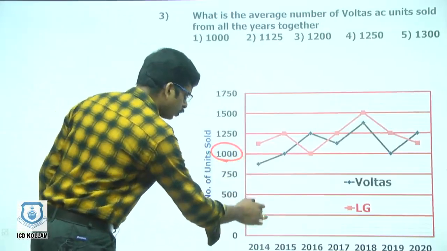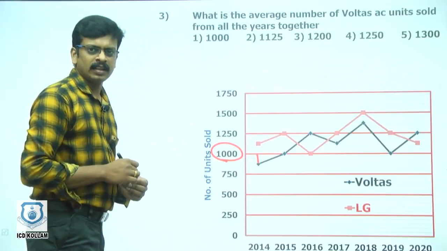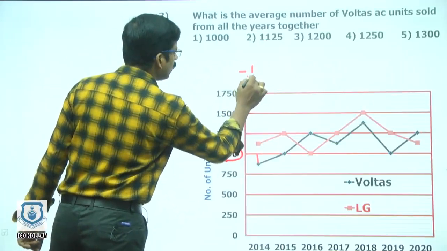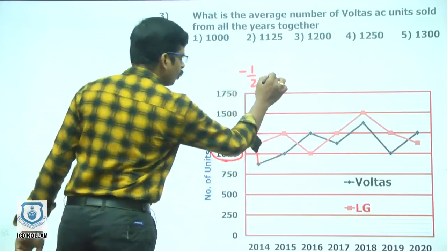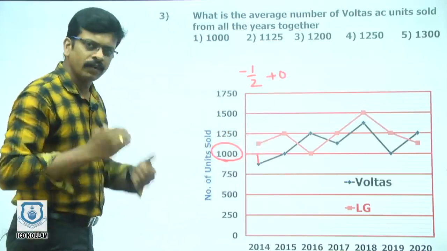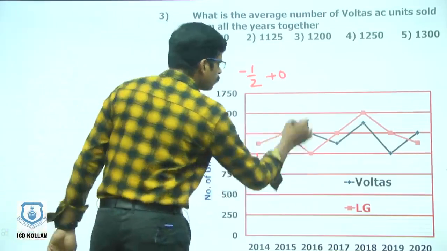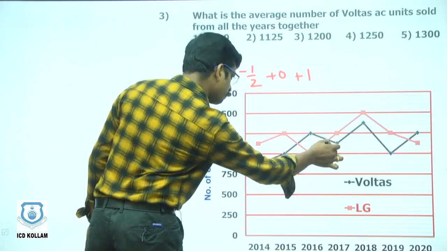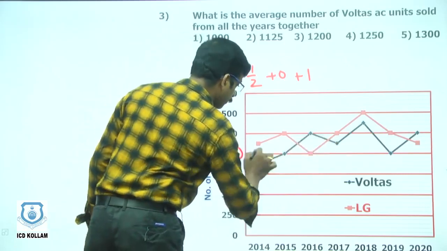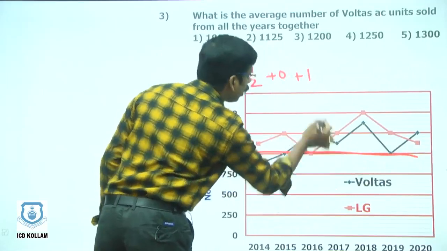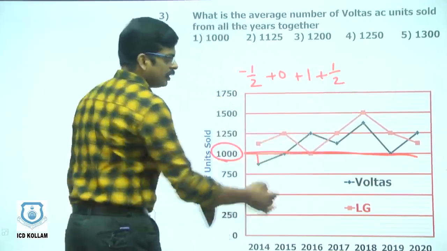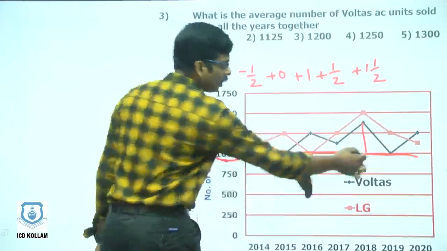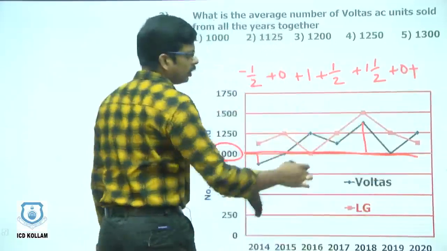First year, 2014, it is less, not focusing on the value, just focusing on the blocks. I can say half a block less. Second one, there is no such variation because it is exactly 1000, so I mark it as 0. Now it is plus 1 more. Then plus half. Here 1000 is the reference line, then it is more by half, then I can say plus half. This is plus 1 and a half, so I am writing 1 by 2. Here nothing, 0, and the last one plus 1.